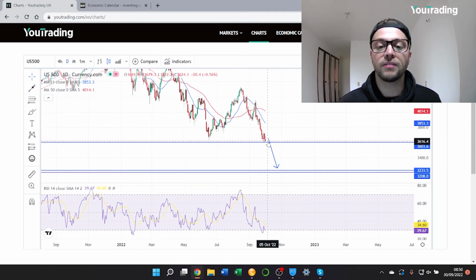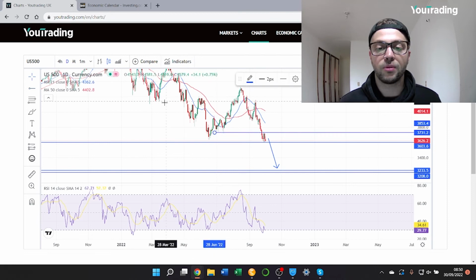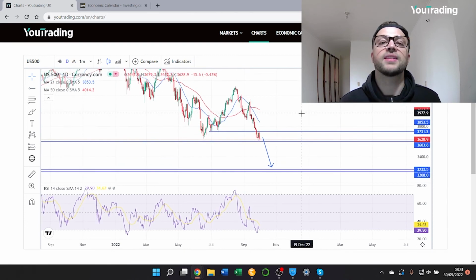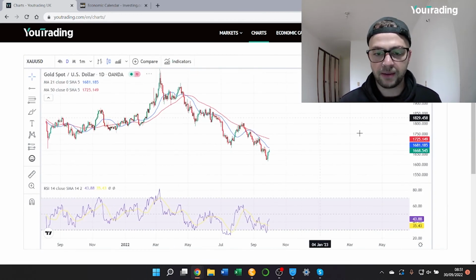Maybe there can be a bit of a short covering relief rally. Maybe we can at some point get back to test areas of support and resistance like this one here, just above 3,700, or maybe even a little bit higher. But I think this downtrend would continue given the current inflationary environment. And I'd say probably the same for gold as well.